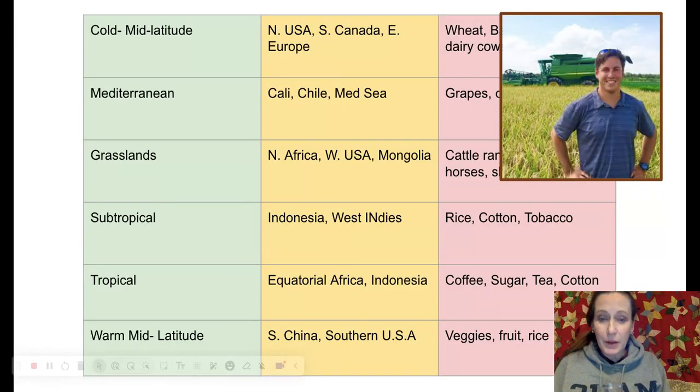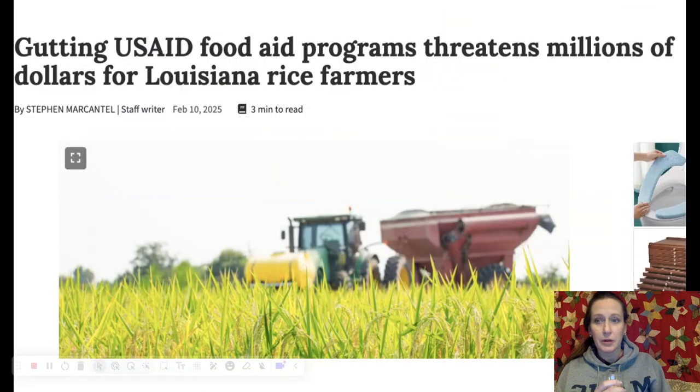We have warm mid-latitude areas. This can include southern China and the southern United States. You'll see veggies and fruits and rice here. This is a rice farmer from the United States. I don't know his name. Let's call him Bob. All right.